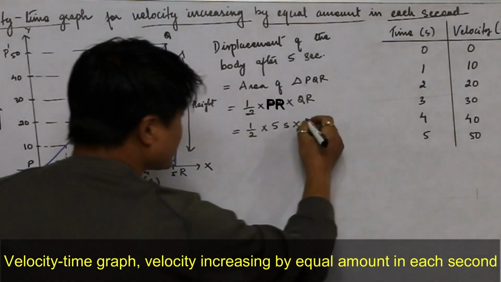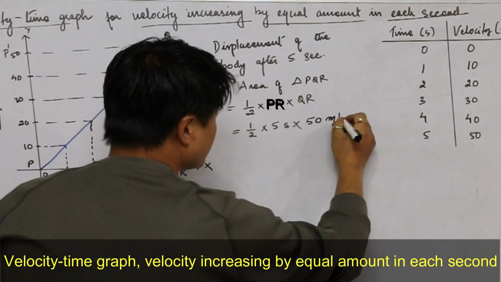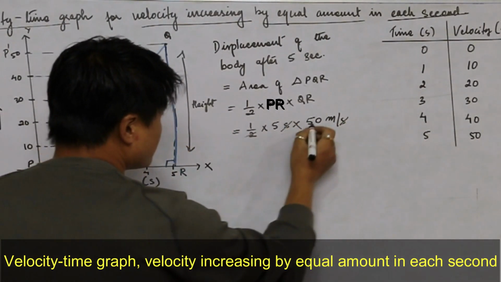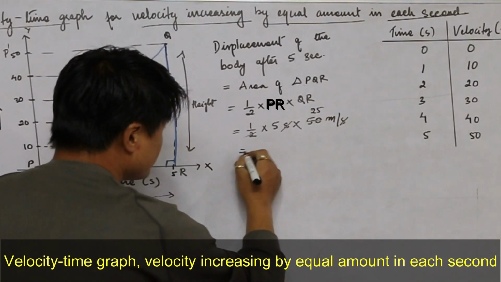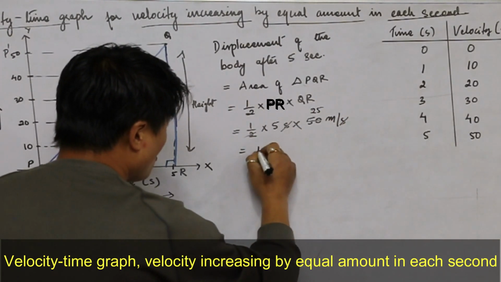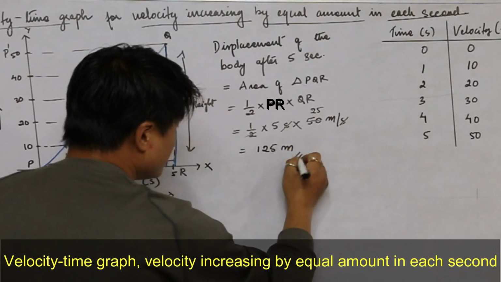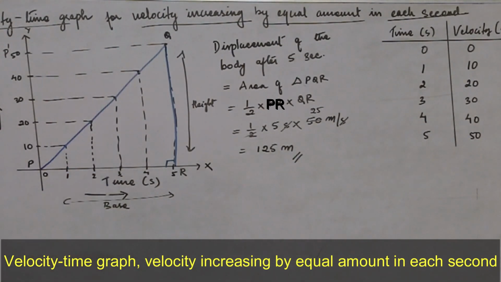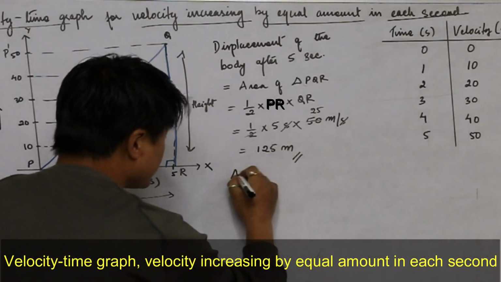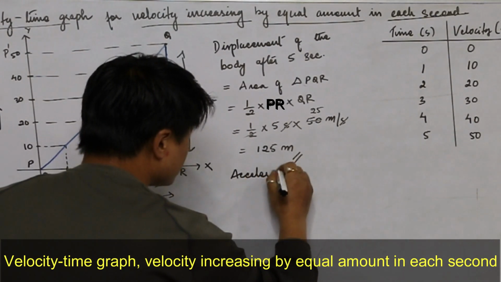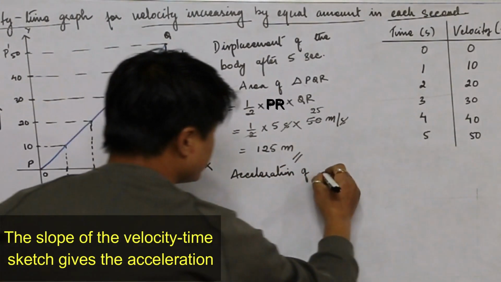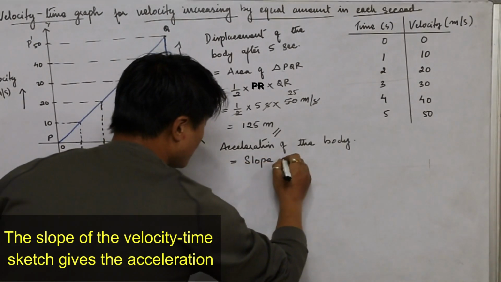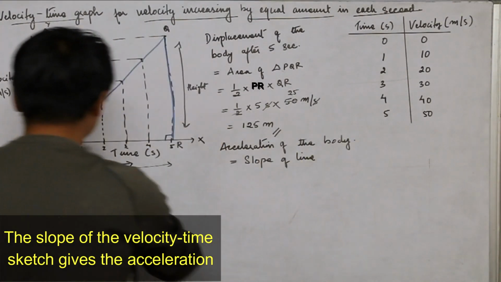50 meter per second. This is your 50 meter per second. And this second and this second will get cancelled. 2 will go 25 times into 50. This will become 5 into 25, which is 125 meter. So the displacement of the body after 5 seconds is 125 meter, and the acceleration of the body is equal to the slope of line PQ.